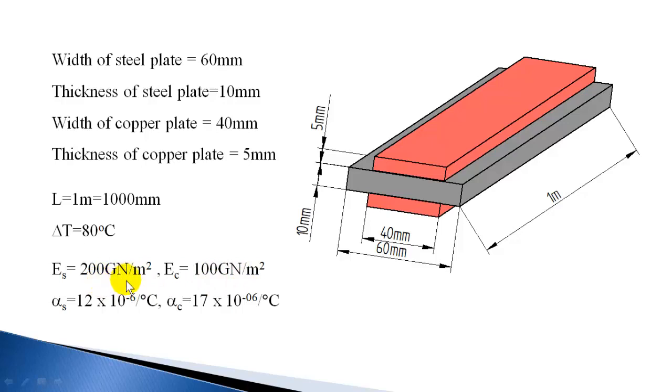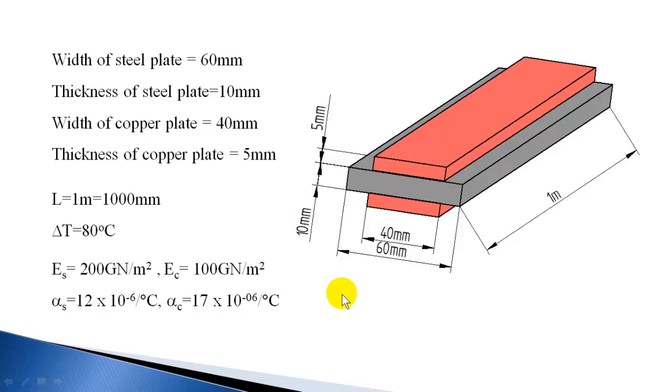E_S is 200 into 10 raised to 3 Newton per mm square. E_C is 100 into 10 raised to 3 Newton per mm square. Alpha S is 12 into 10 raised to minus 6 per degree centigrade. Alpha C is 17 into 10 raised to minus 6 per degree centigrade.